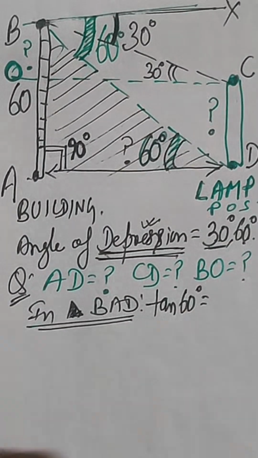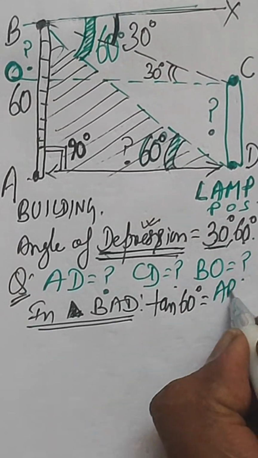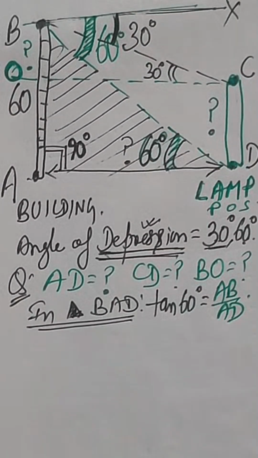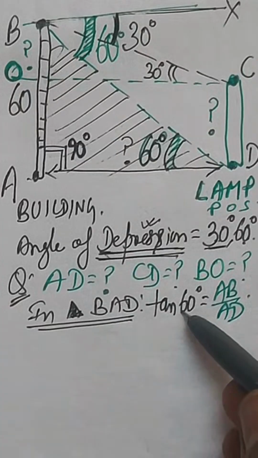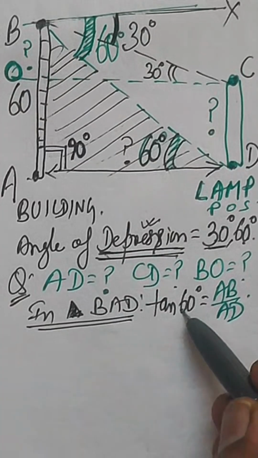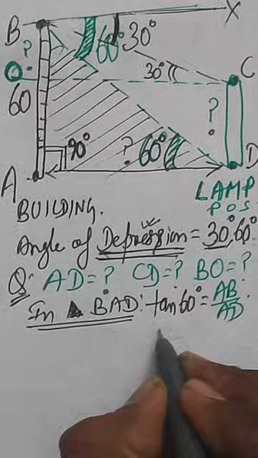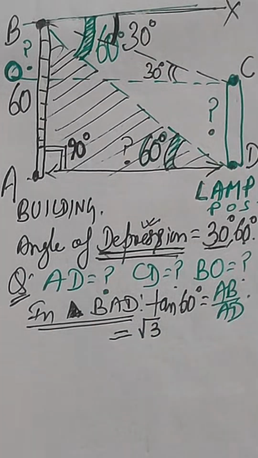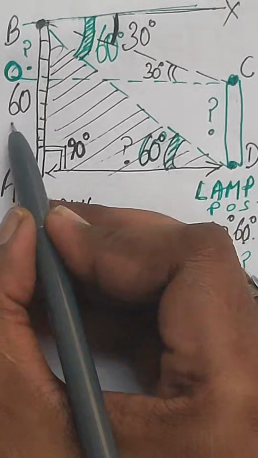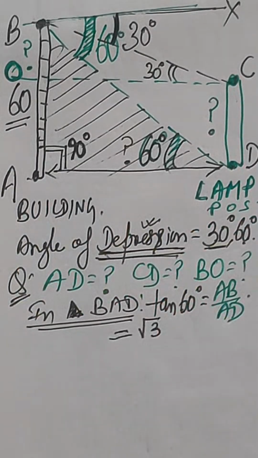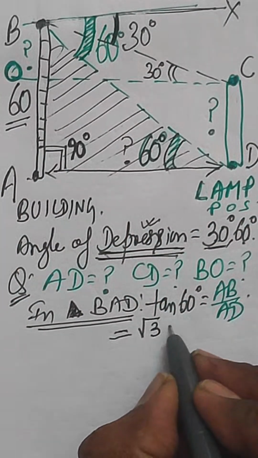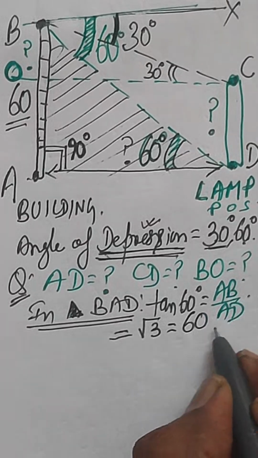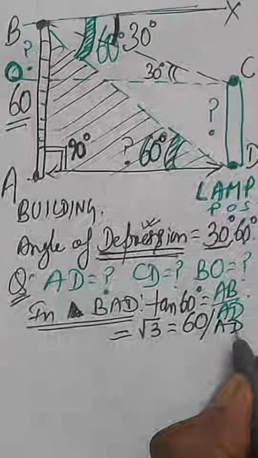Tan 60 degree is nothing but the ratio of AB and AD, right? And the value of tan 60 degree is known to you, that is equal to root 3, isn't it? And the value of AB is also known to you, that is 60, given in the question. So just put the value in place of AB as 60 here, and in place of AD leave it as it is.